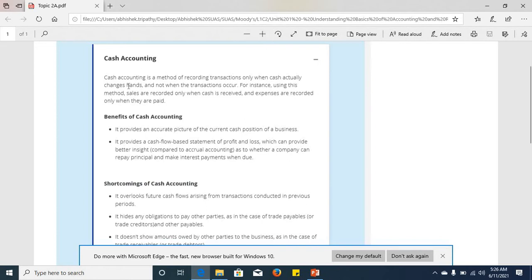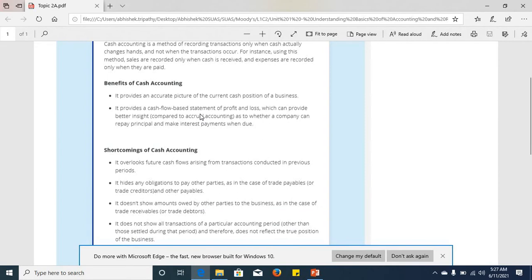So, cash accounting. Cash accounting is a method of recording transactions only when the cash actually changes hands and not when the transactions occur. For instance, using this method, sales are recorded only when cash is received. So there is no provision of sundry debtors, and expenses are recorded only when they are paid. There is no sundry creditor concept in cash accounting.